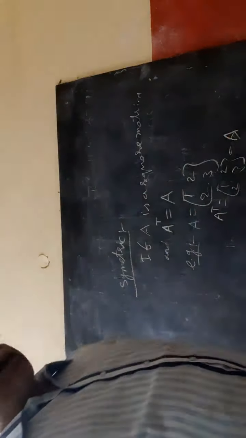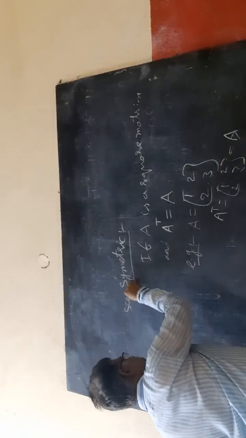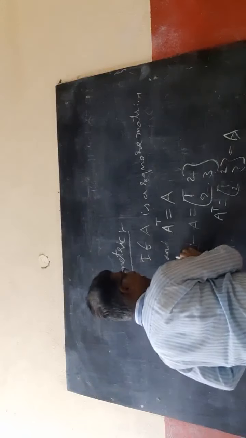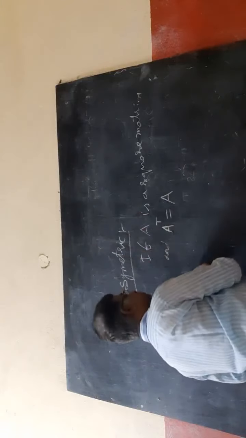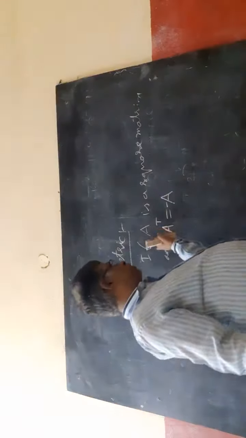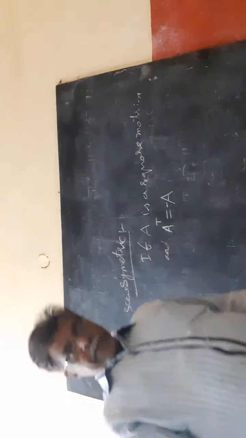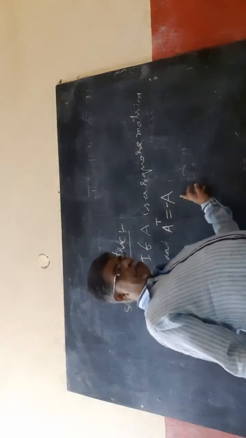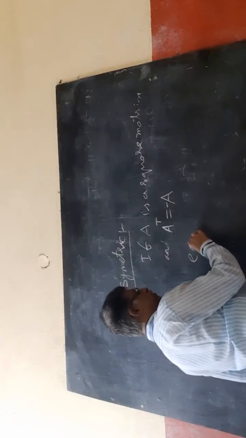Like this. What is a skew symmetric matrix? Skew symmetric. What is a skew symmetric matrix? If A is a square matrix and A transpose equal to minus A, then A is called as skew symmetric matrix.